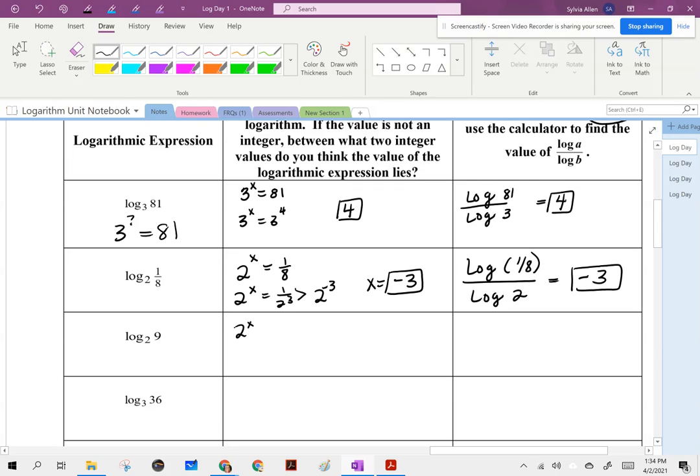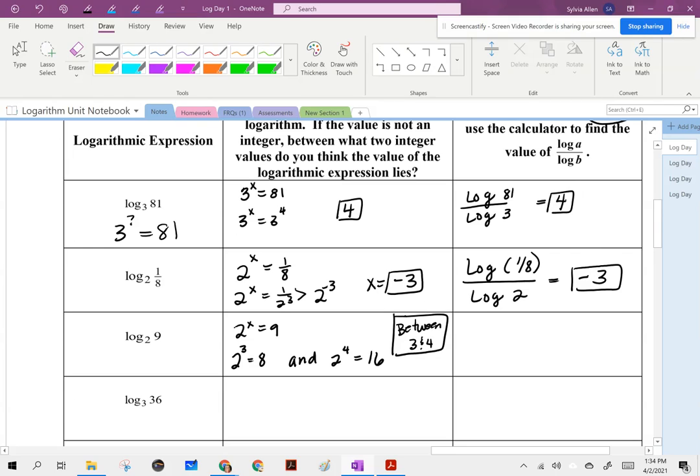So 2 to what power gives you 9? Well, we know that we can't really figure that out. It's not perfect. So what we need to do is figure out between what two numbers. So we do know that 2 to the third power equals 8, and 2 to the fourth power equals 16. So we know that it is between 3 and 4.